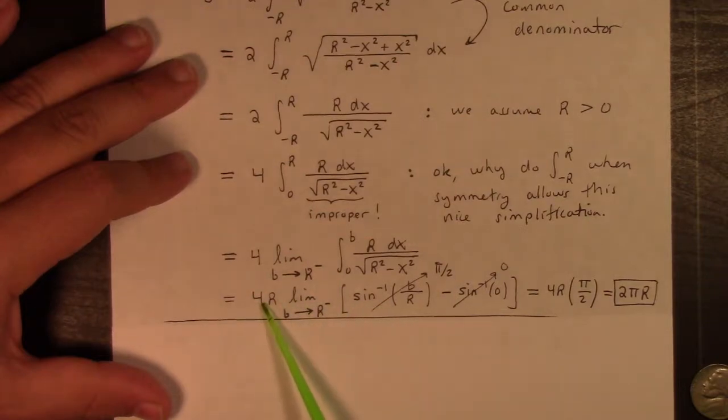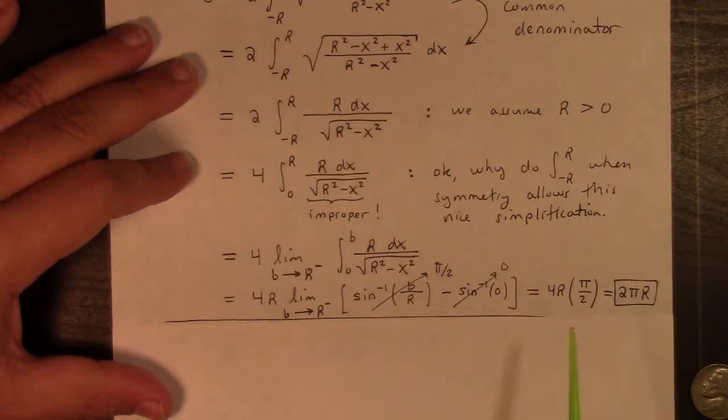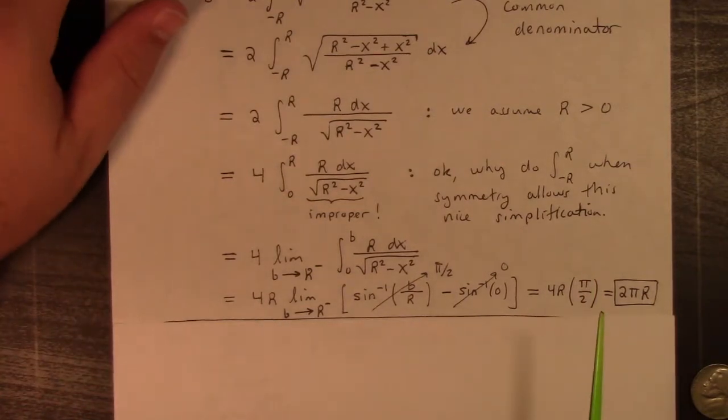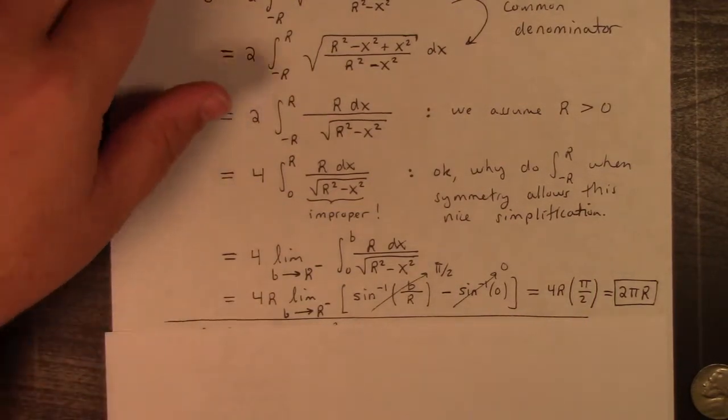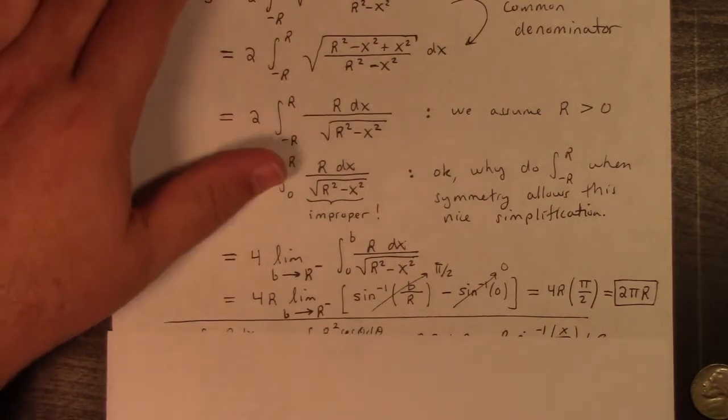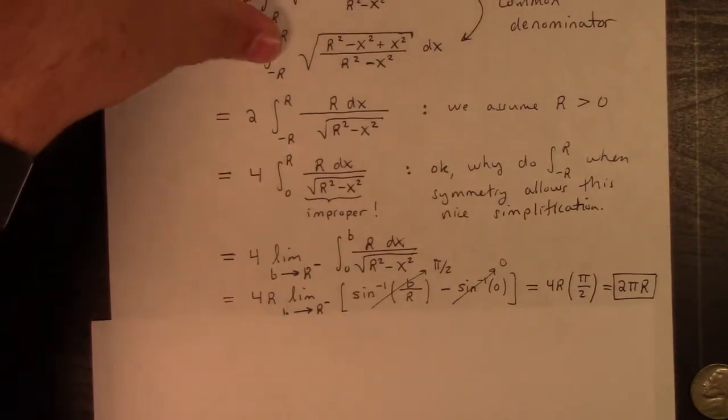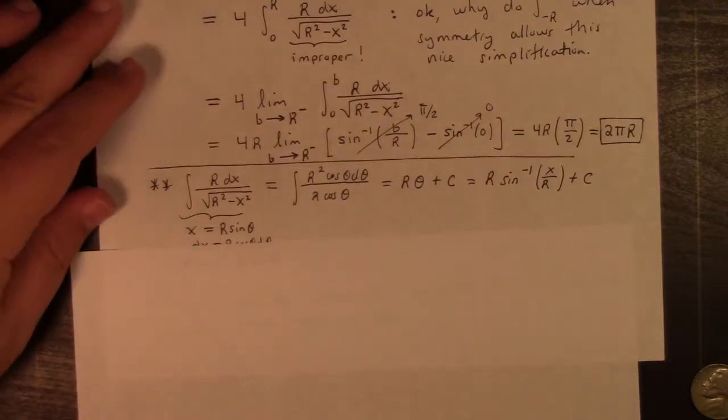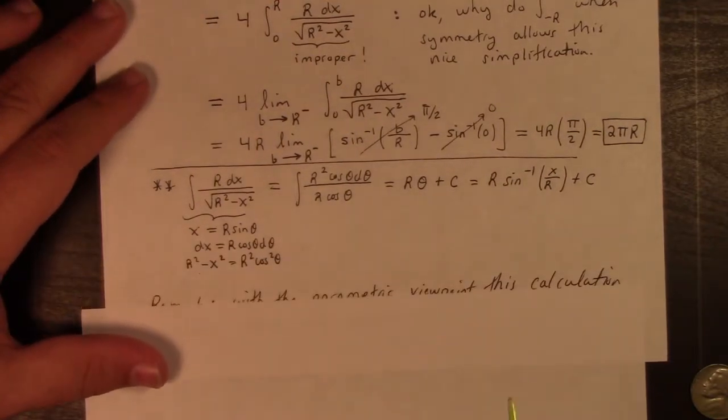So we got 4r times pi over 2, which is 2 pi r. What do you know? The arc length of a circle is 2 pi r. Now this example, later in the course, once we learn parametric methods, becomes much easier. But for now, this is what we have to do. By the way, this is how I knew the integral was inverse sine.